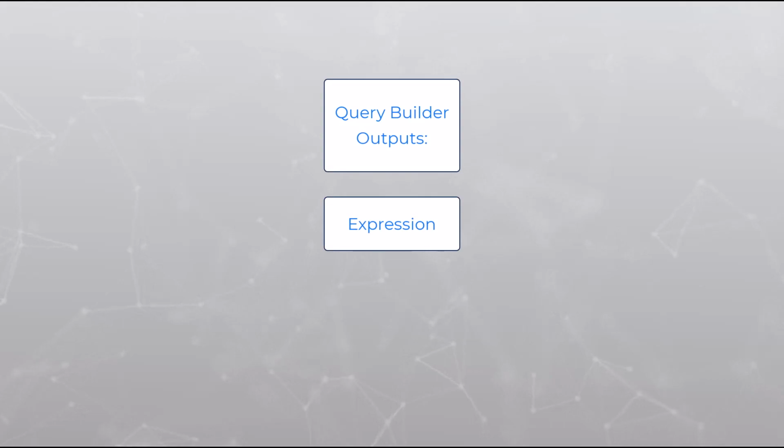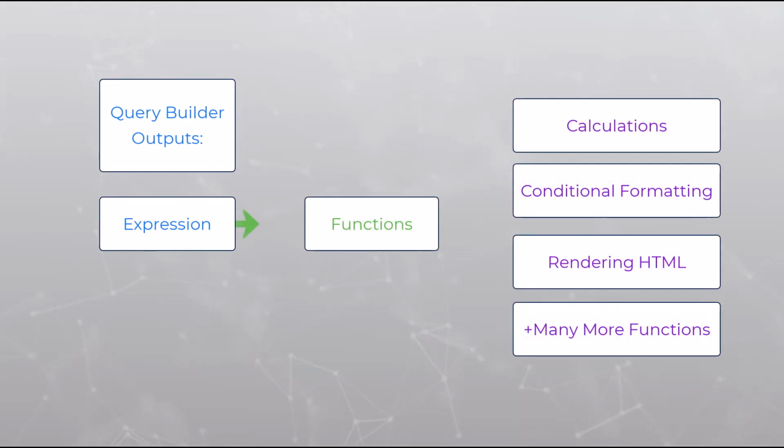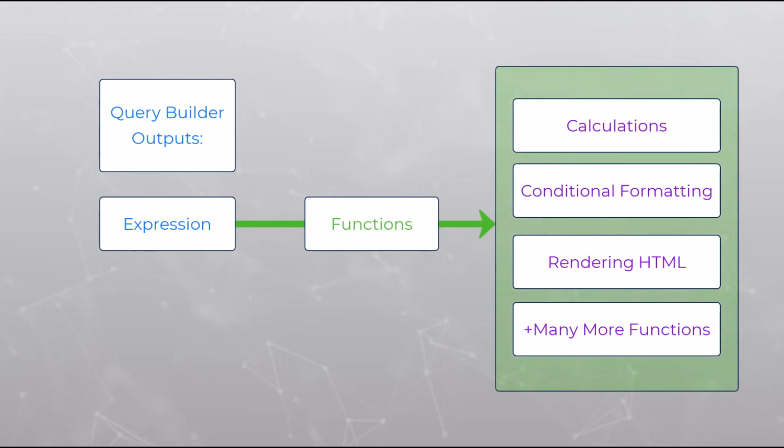Expressions in Query Builder are an additional output that can be added that can perform calculations, conditional formatting, rendering HTML, and a vast number of other functions. As a general rule, any enhancement that does not easily fit into the Query Builder engine becomes an expression function.